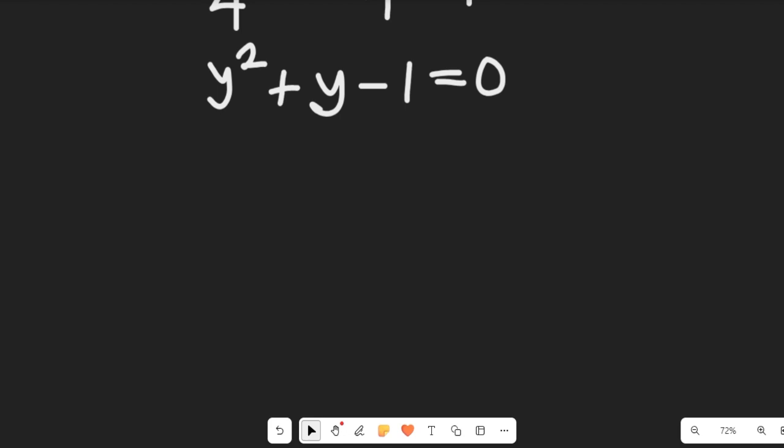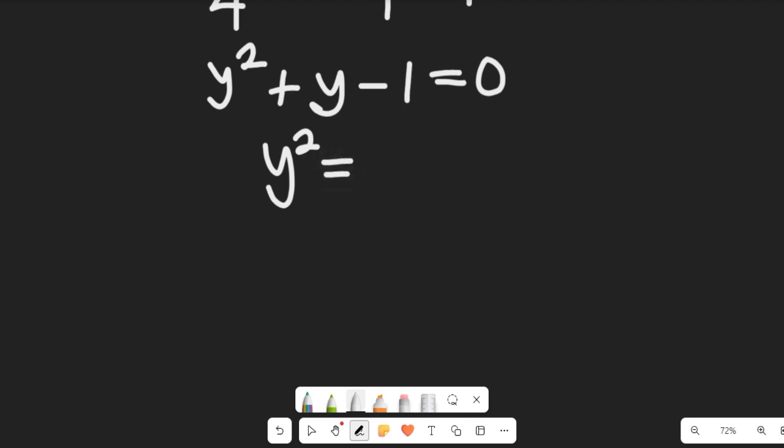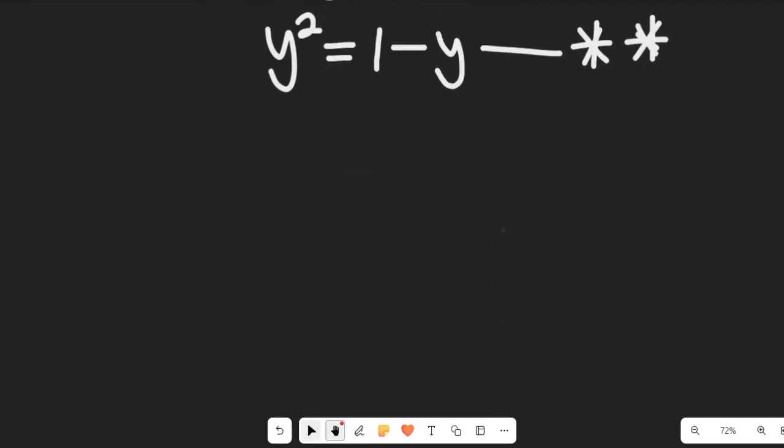Now, from this point, we are going to simplify. If we simplify further such that we are looking for the value of y squared, looking at this expression, we'll have y squared equal to 1 minus y. Now, take this expression as a unique expression we're going to use throughout, we're going to substitute throughout the solution of this problem.